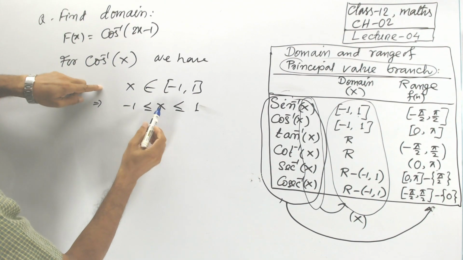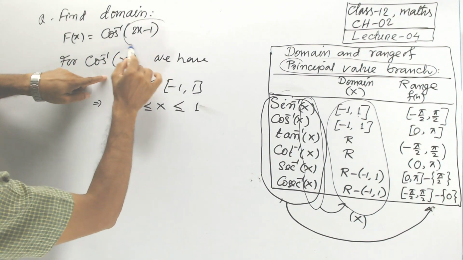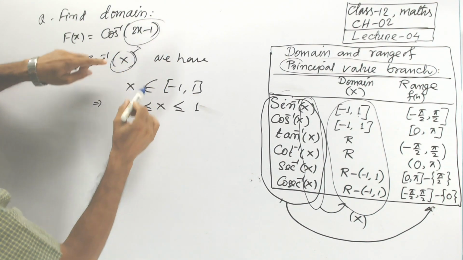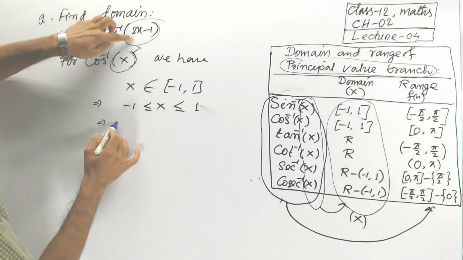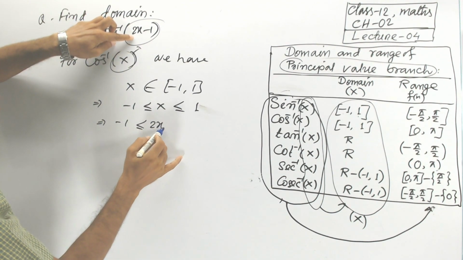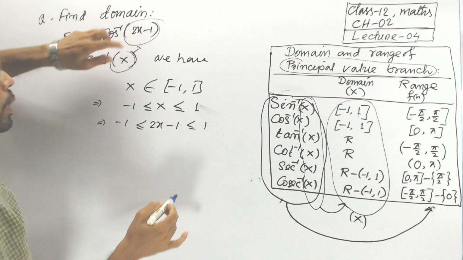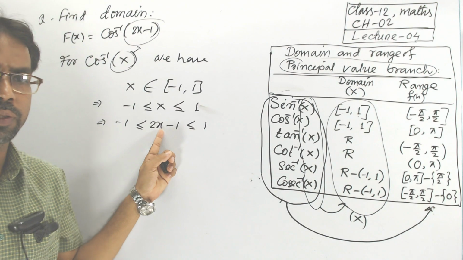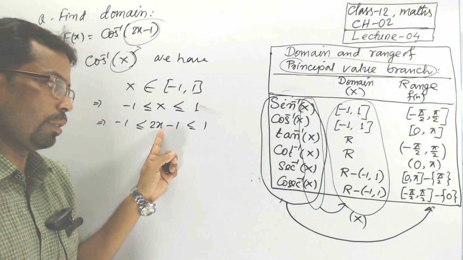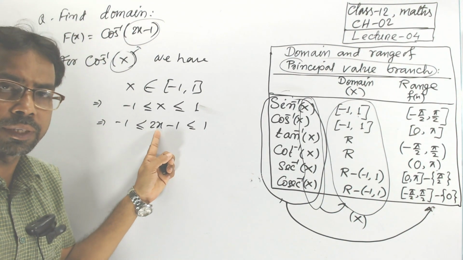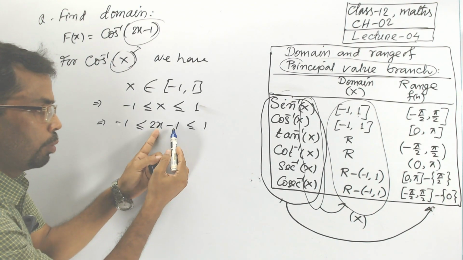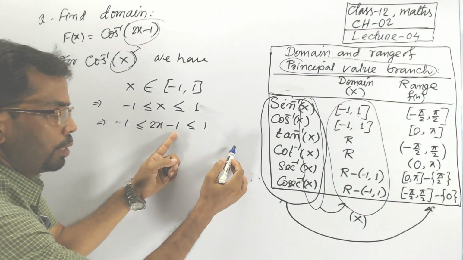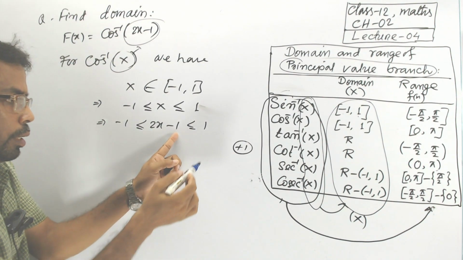But in place of x we have what function? In place of x you have the function 2x minus 1. So I'll replace it: minus 1 less than equal to 2x minus 1 less than equal to 1. Now anyhow we have to make x free. Domain means values of this small letter x, and we have to make x free. To make x free, first I have to remove this minus 1, and to remove this minus 1 I have to add 1 in each term.